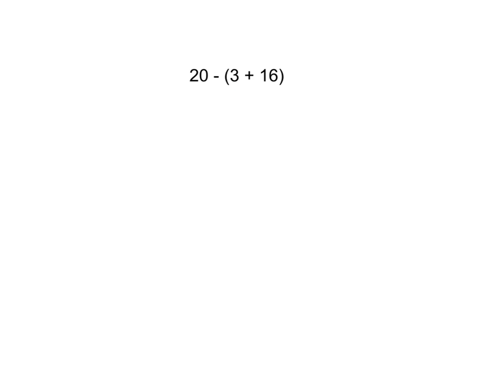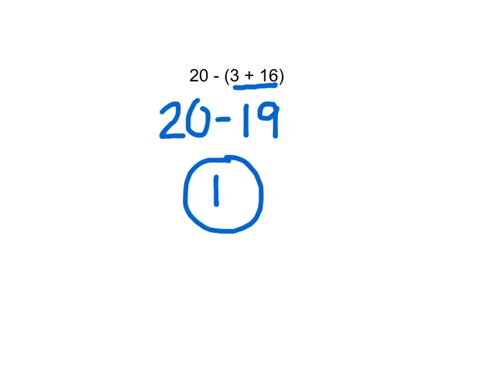Let's do another example together. This time we have 3 plus 16 in the parentheses. And when we solve that, then we'll do 20 minus that number. So let's find out. 3 plus 16 makes 19, but don't forget we still need to do 20 minus 19, and that leaves us with the answer of 1.